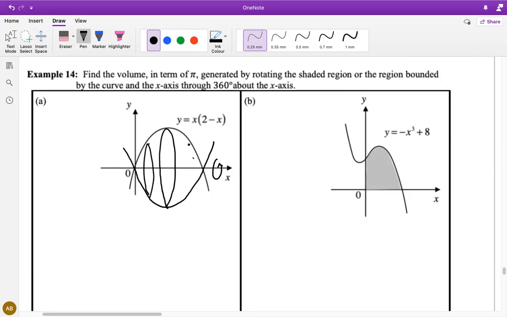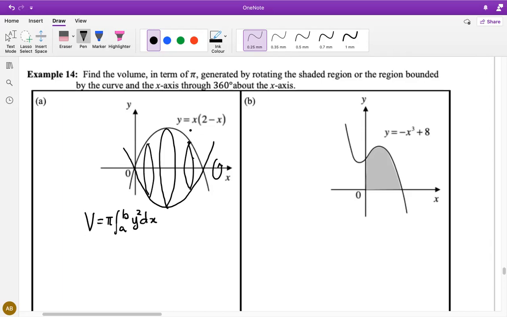All right. So just let you see what you can get from the curve if you revolve it about the x-axis. You have to imagine this is just like a sphere, right? It's almost like a sphere. So how to find the volume? We use the formula: V equals pi integral from a to b of y squared dx.